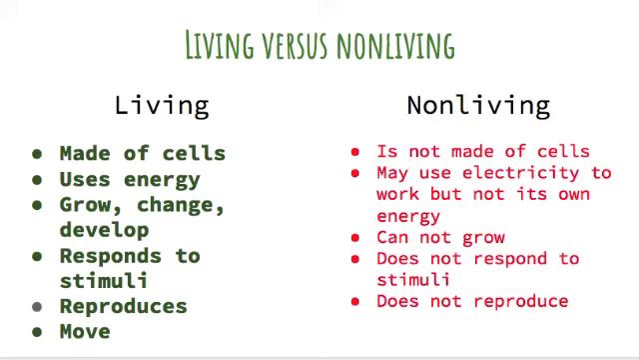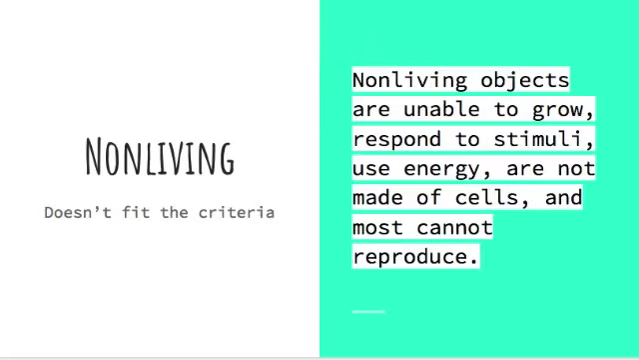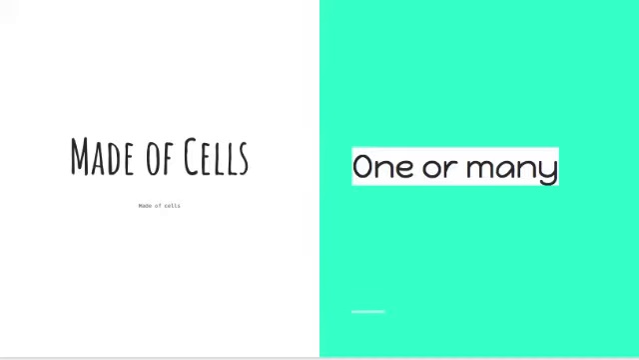So if you take a look at the non-living column, you can see that objects such as a camera are not made out of cells. It uses batteries to power itself, which is electricity, but that's not the kind of chemical energy that living things use. And they don't grow, and they don't respond to stimuli, and they can't reproduce. So non-living objects, again, do not meet any of the criteria of living objects. So let's look deeper into the criteria of what a living object needs to have.